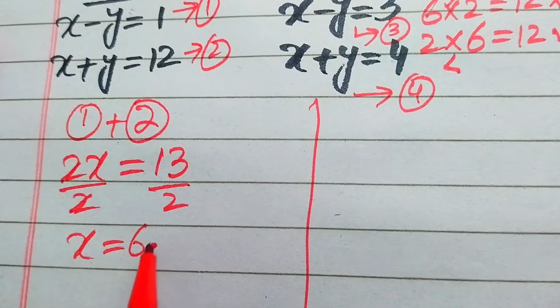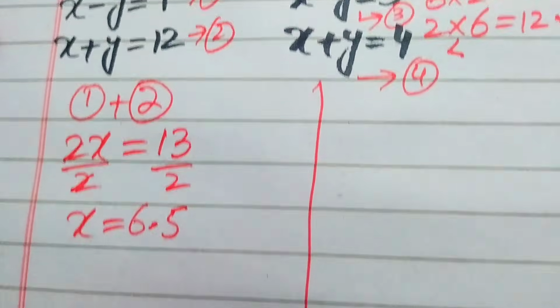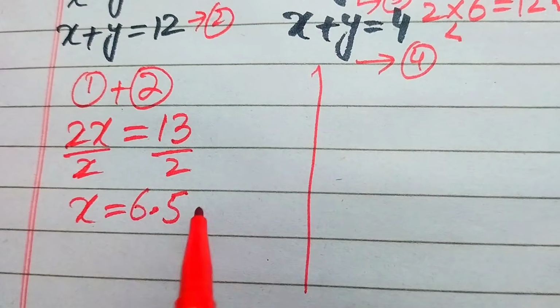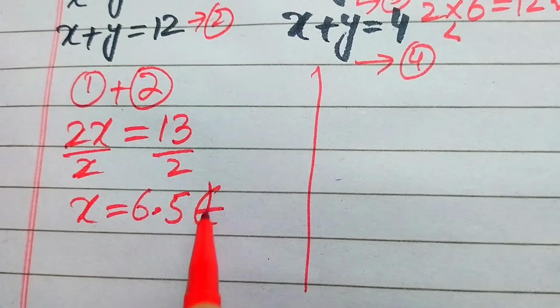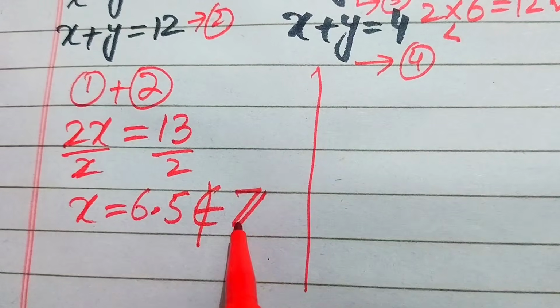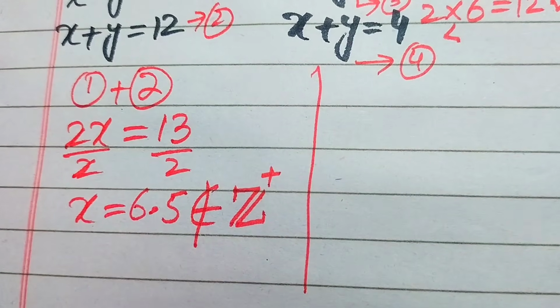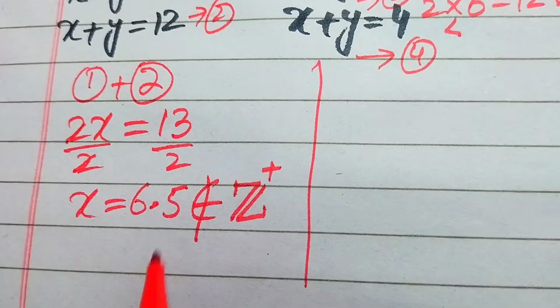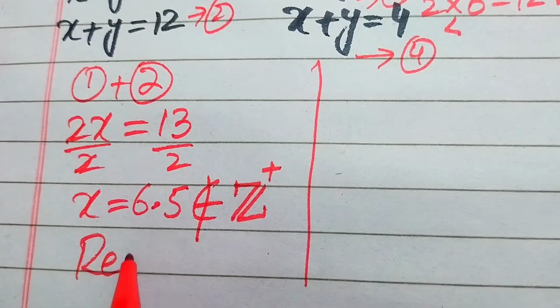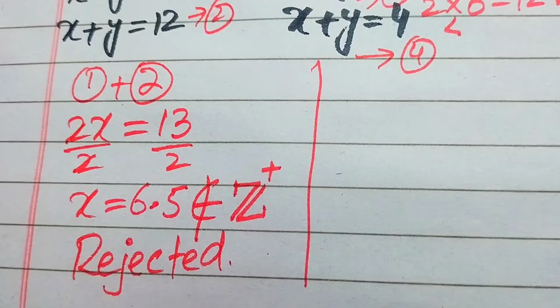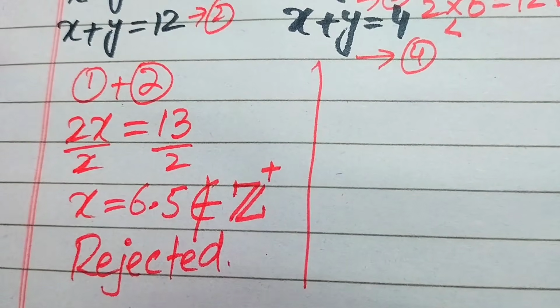We get x is equal to 13 divided by 2, which becomes 6.5. Here you see that 6.5 is not an integer, because 6.5 does not belong to the positive integers. So if x does not belong to the positive integers, we reject this case, because we will solve this problem only for positive integer values of x and y.